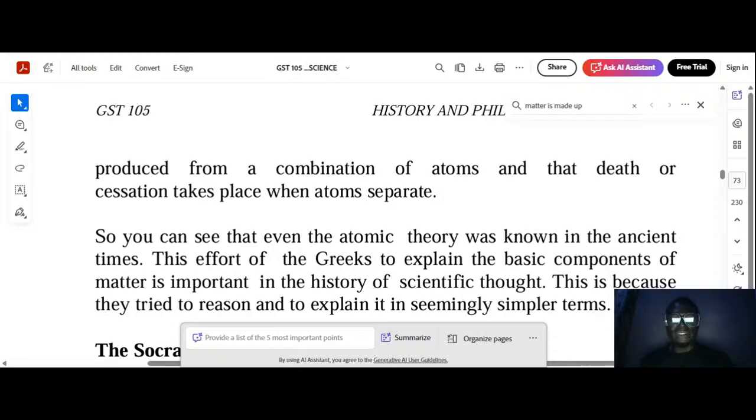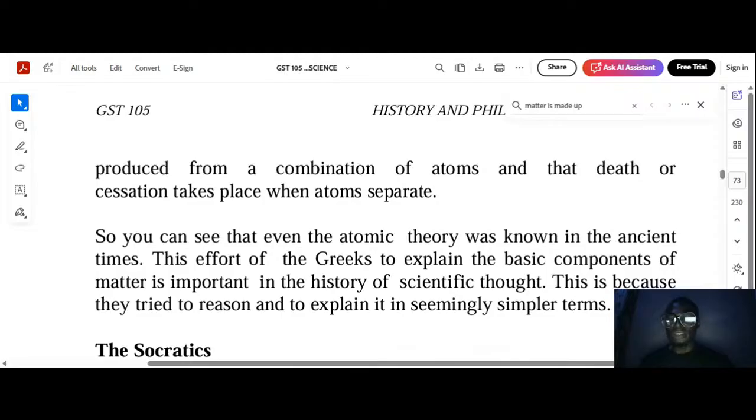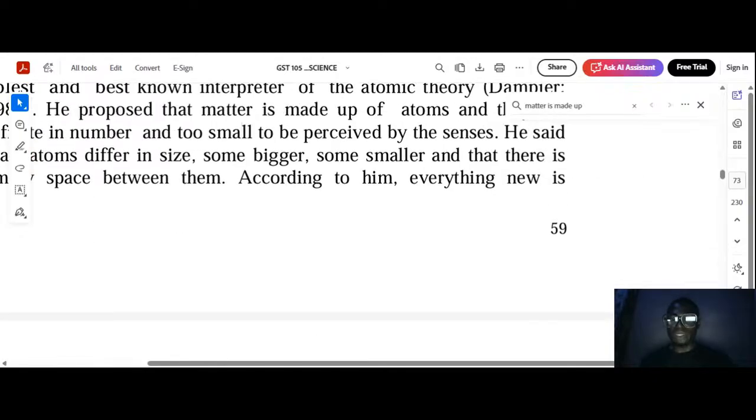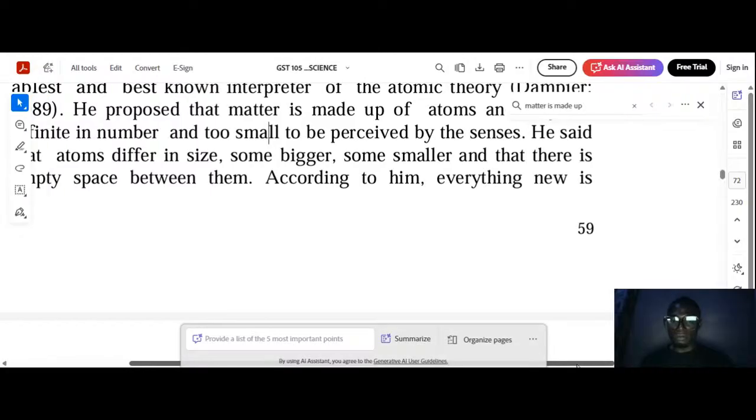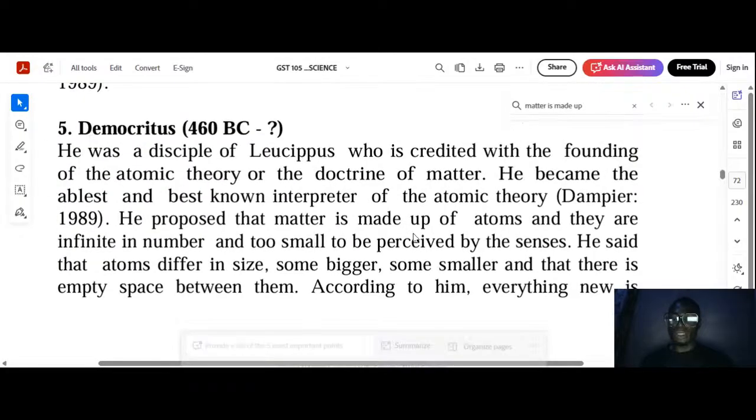And that death or sensation takes place when atoms separate. This is the man's theory. Let's finish his theory before we move on. So you can see that even the atomic theory was known in the ancient times. This effort of the Greeks to explain the basic component of matter is important in the history of science thought. This is because they try to reason and to explain it in seemingly simpler terms. So the man Democritus was one that talked about atom as far back as the ancient times, and he said that matter is made up of atoms.